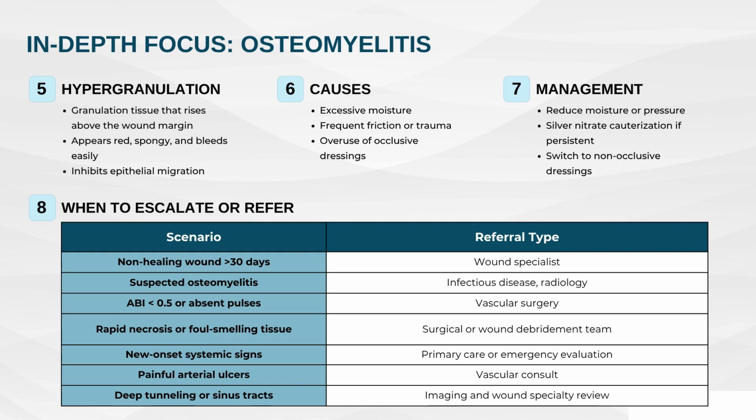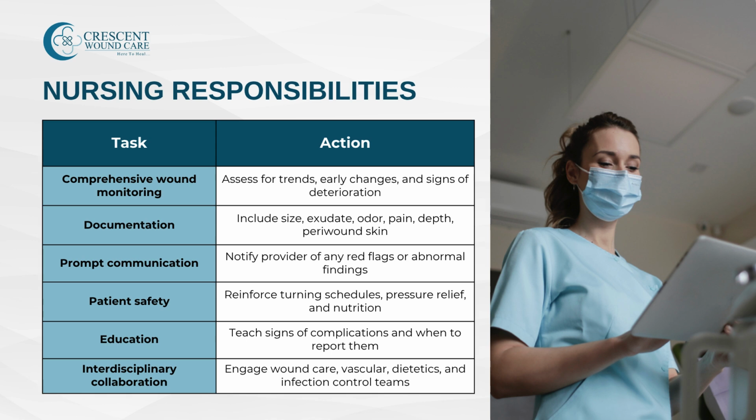A low ABI, ankle brachial index, less than 0.5 or absent peripheral pulses calls for urgent vascular referral. Rapid progression of necrosis, tunneling, or systemic symptoms, fever, confusion, hypotension, requires escalation to surgery, emergency, or hospital care. Never delay referrals when signs suggest deeper or systemic involvement. Time is tissue. Nurses are the frontline guardians in wound care.